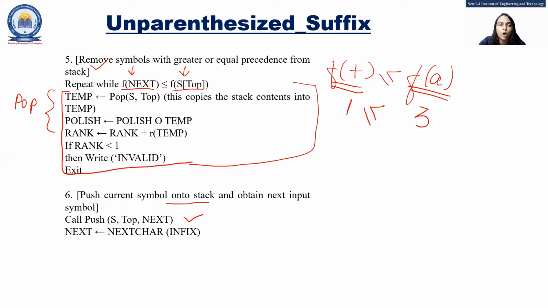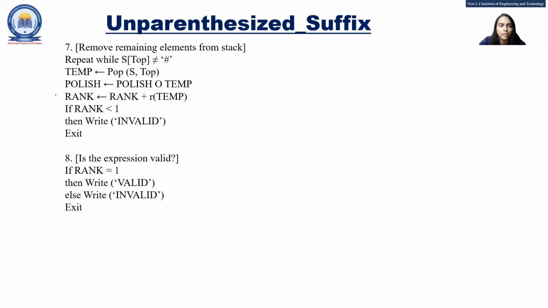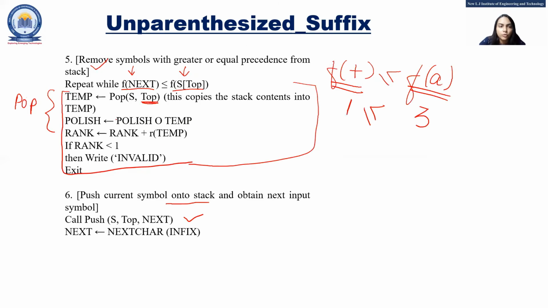So we have to pop whatever is on the top. What is on the top? A is on the top. So we will pop it. Okay, so we have popped it. Then what do we have to do? We have to add that into the temp. So this A will go into this temp, and we have to concatenate polish with temp.